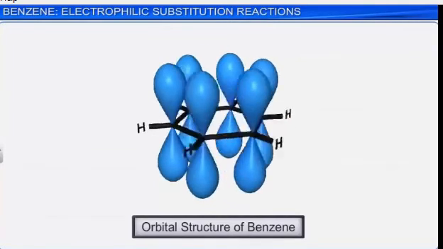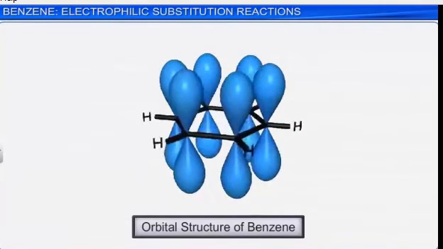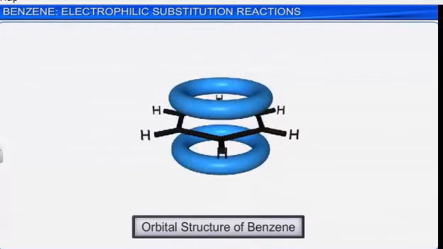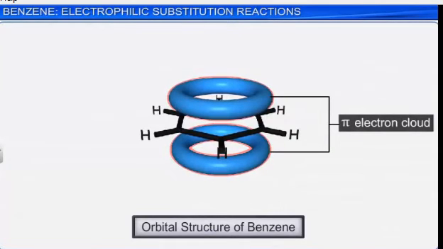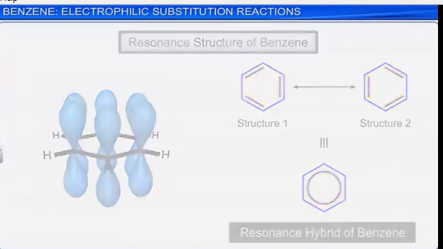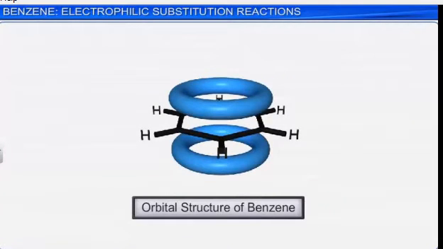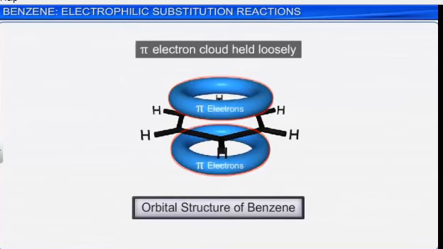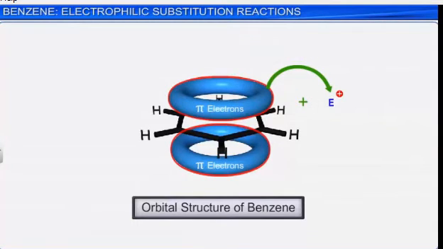If we take a closer look at the orbital structure of benzene, we find that the cyclic, delocalized pi electron cloud is loosely held above and below the plane of the benzene ring. The resonance stabilization of benzene is due to the delocalization of these pi electrons. This structural arrangement makes the loosely held pi electrons available for electrophiles, the electron-seeking reagents. Thus, the substitution reactions in benzene are electrophilic in nature.